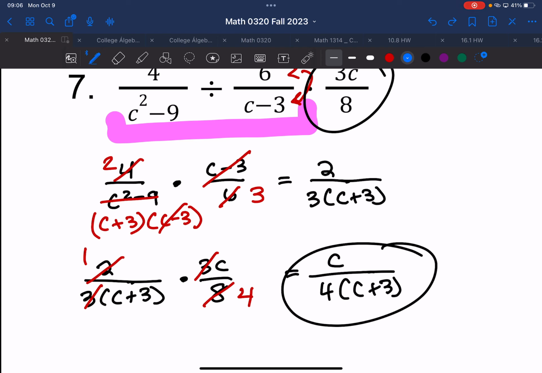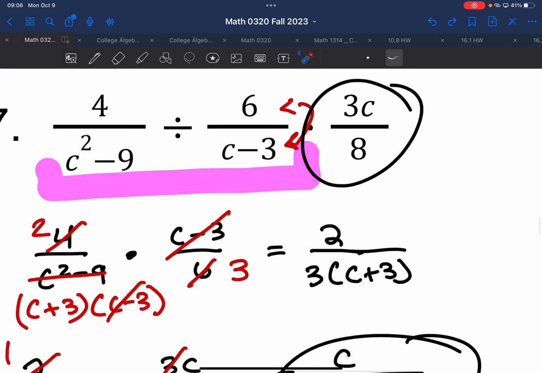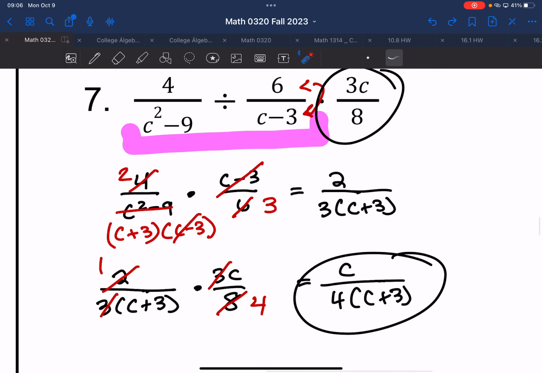That second fraction, would we flip that one or just leave it like that? For the 3C over 8, we would leave it this way because if we look at the original problem, it's being multiplied. And since it's being multiplied, we don't have to flip it. Only when it's being divided. Okay, good question. Any other questions so far?